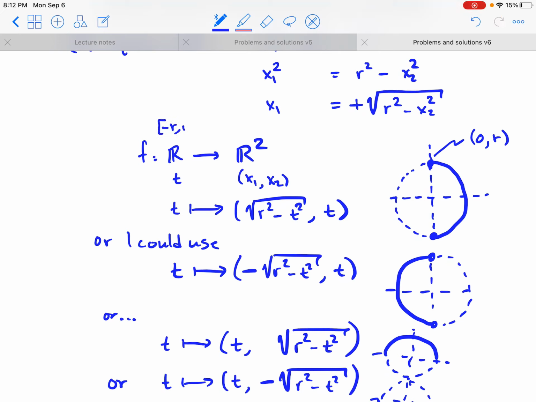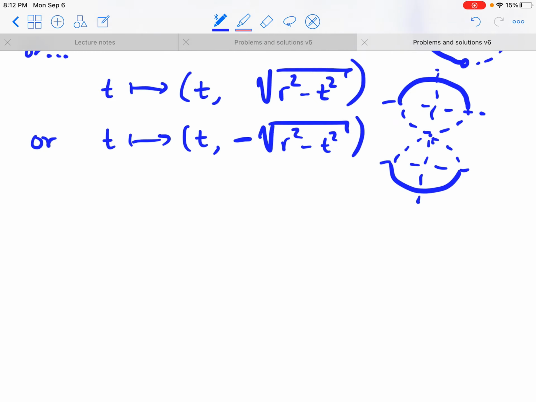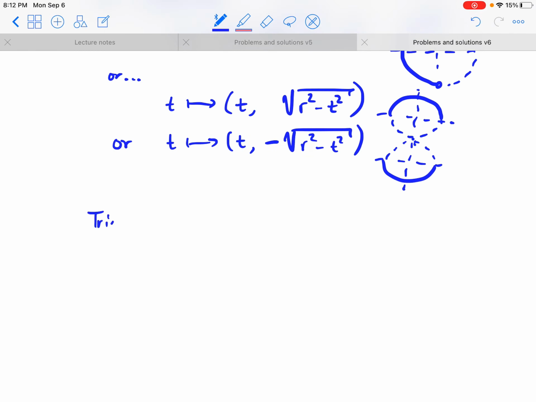So this map is actually defined only on the interval. This notation means, on the real line, if here's 0 and here's minus r and here's plus r, the interval between and including the endpoints minus r and r. Okay, that's square roots. Now we need trig.